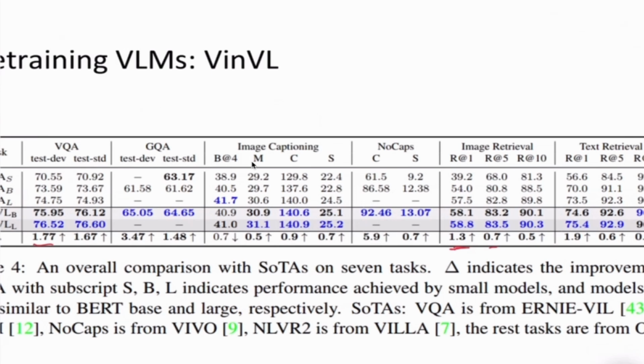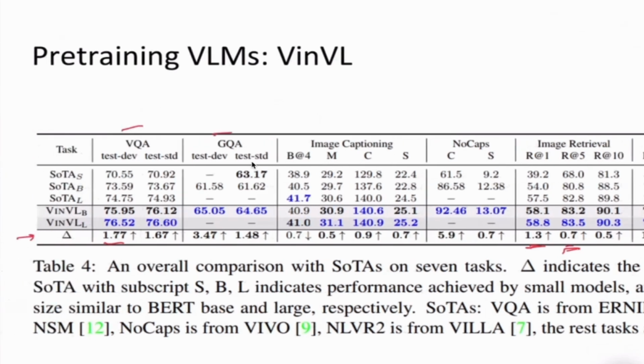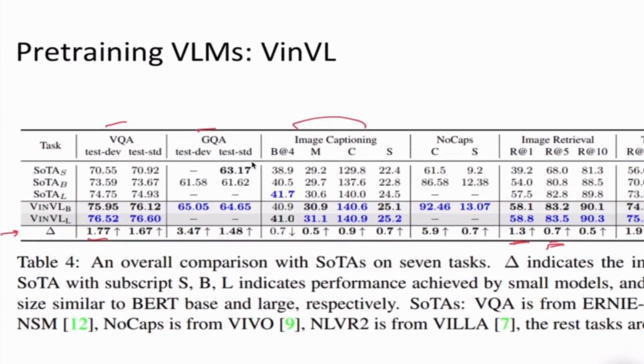And there is a slightly relaxed measure. For example, if the positive image is in the top 5, then you go with rank 5, and rank 10, and so on and so forth. You have a bunch of tasks. You have question answering, general question answering, image captioning, description of an image. In this case, you should focus on this CIDEr score. I will not go into detail of that, higher is better. So they are getting 140.9.